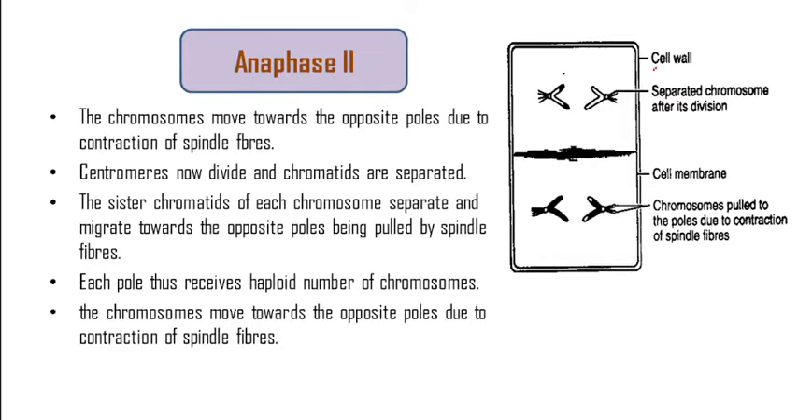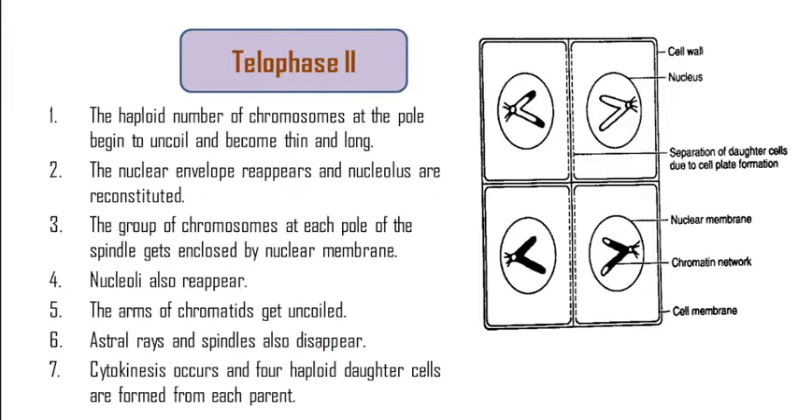Anaphase 2, cell wall, separated chromosomes after its division, cell membrane, chromosomes pulled to the poles due to contraction of the spindle fibers. The chromosomes move towards the opposite poles due to contraction of spindle fibers. Centromeres now divide and chromatids are separated. The sister chromatids of each chromosome separate and migrate towards the opposite poles, being pulled by spindle fibers. Each pole thus receives haploid number of chromosomes.